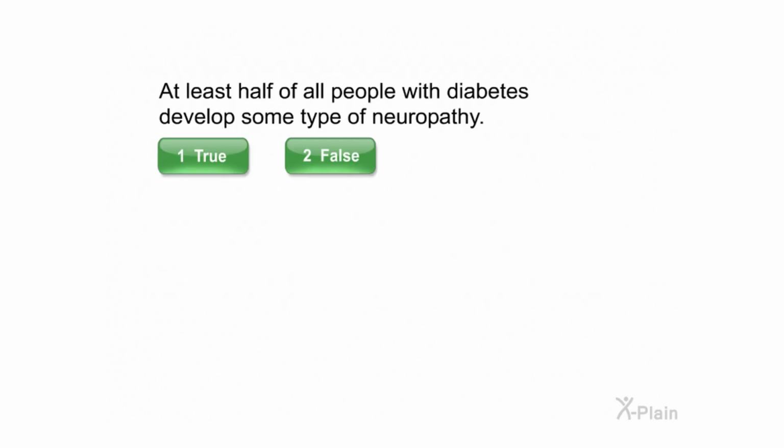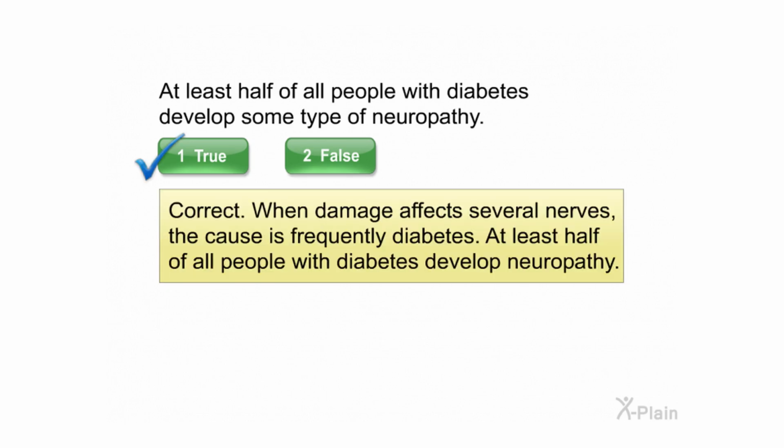At least half of all people with diabetes develop some type of neuropathy. Select true or false. Correct. When damage affects several nerves, the cause is frequently diabetes. At least half of all people with diabetes develop neuropathy.